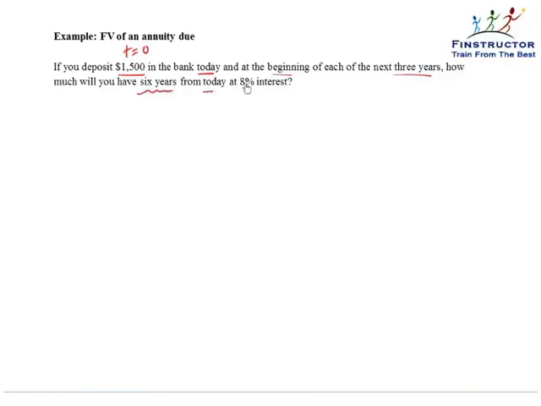So not at t equal to 4 or t equal to 3, but rather 6 years from now, how much will be the worth of those 4 payments, first one today, and the remaining 3 at the beginning of each of the next 3 years.